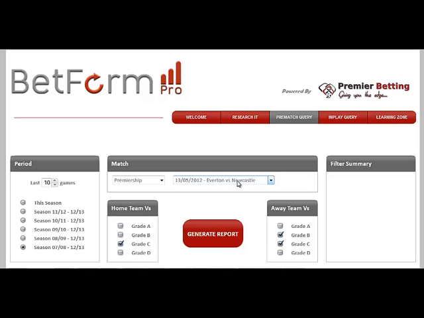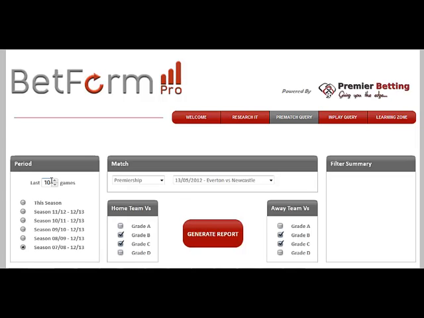Really, we class them as a grade C, but they did in terms of league position perform exceptionally well. So they'd be sort of between a B and a C. So for the purpose of this, we'll do the gradings as B and C versus B and C. So now we've got everything selected.